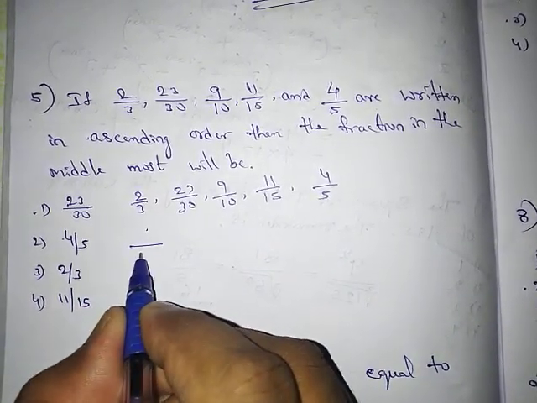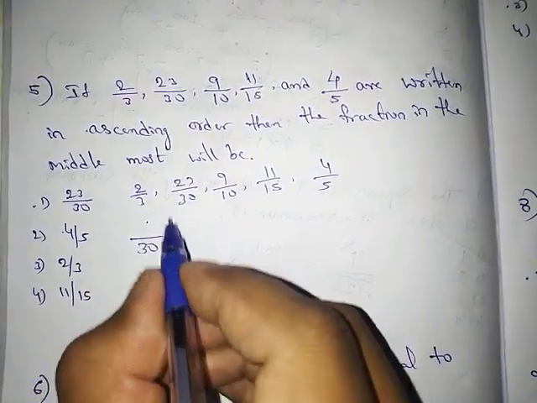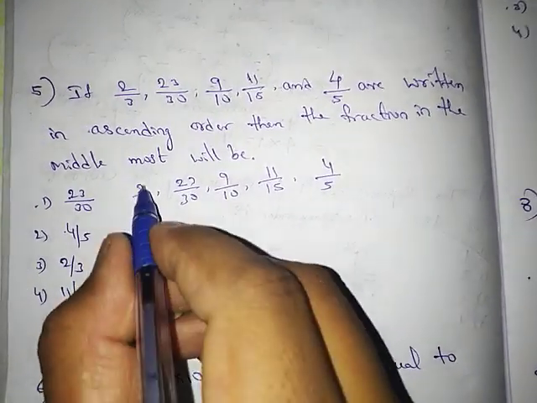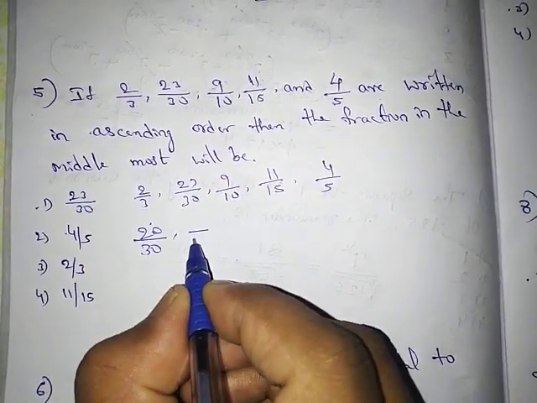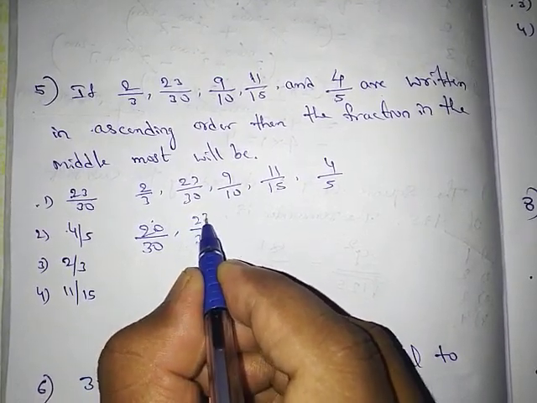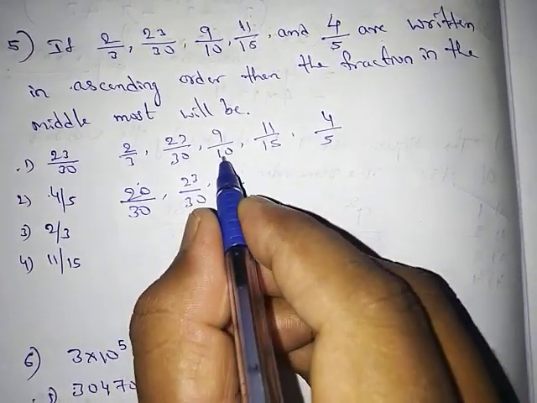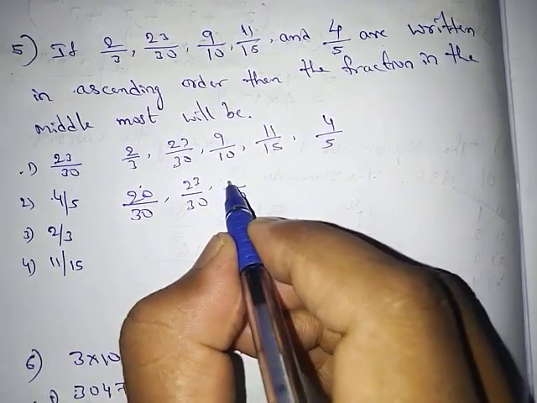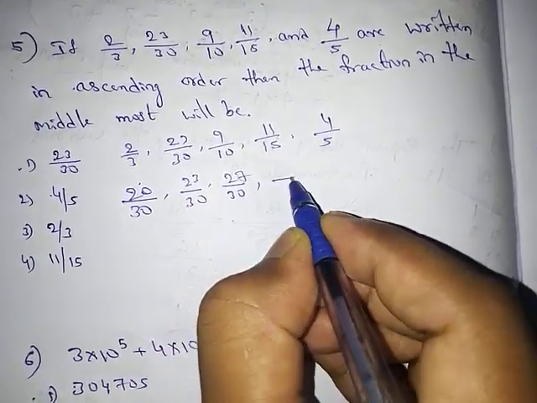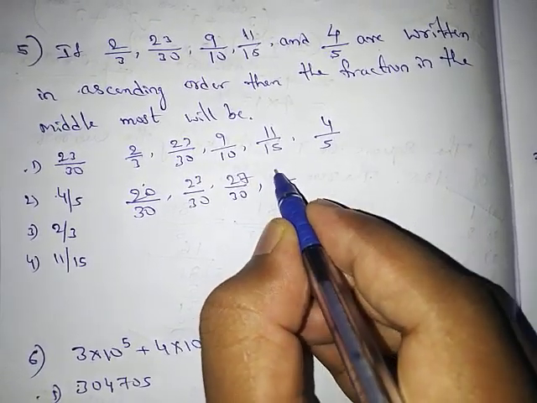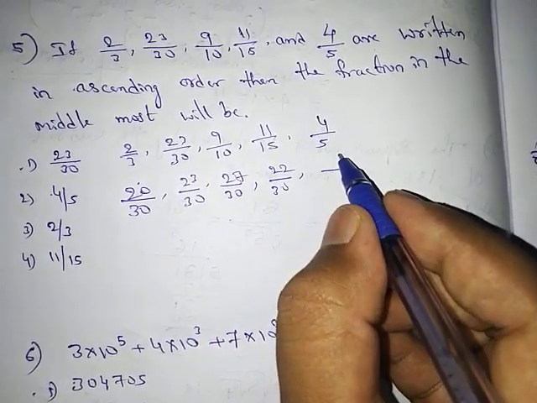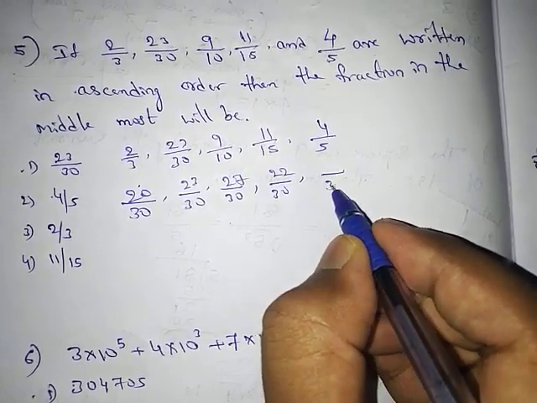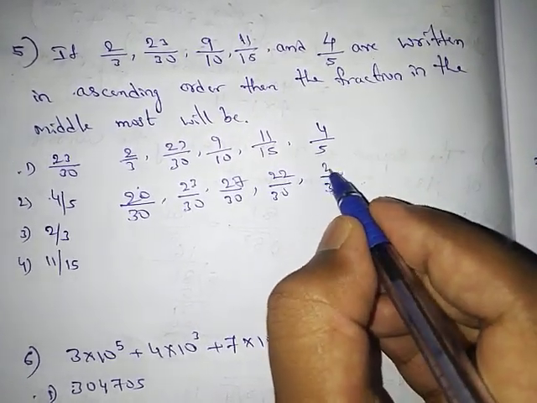Now take the denominator as the same, 30. 3 becomes 30 when you multiply it by 10. 10 2s are 20, right? So 23 by 30 as it is, there is no change here. And 10 3s are 30, 3 9s are 27. So 15 2s are 30, 11 2s are 22, 5 6s are 30, 6 4s are 24, right?